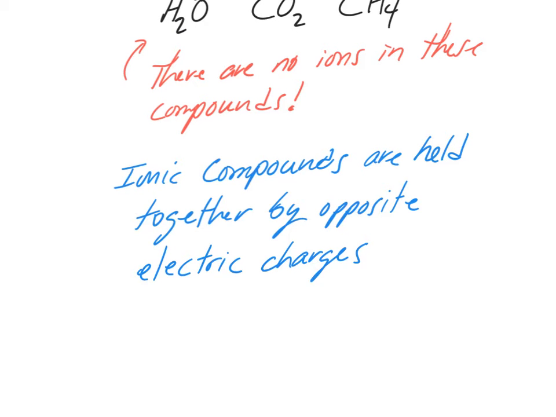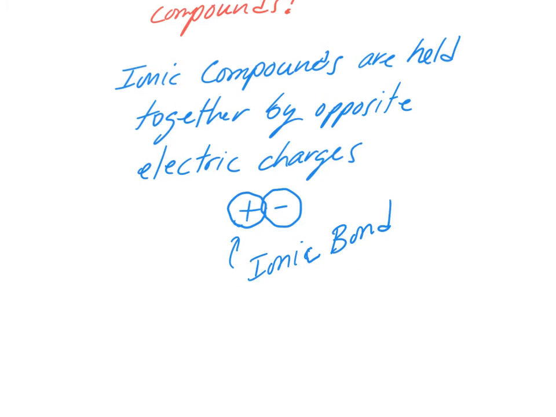Ionic compounds are held together by opposite electric charges. In other words, if you've got a positive ion and a negative ion, they are stuck together really strongly because opposites attract. An ionic bond is literally just a positive attracted to a negative, and they're stuck together because opposite charges attract each other.